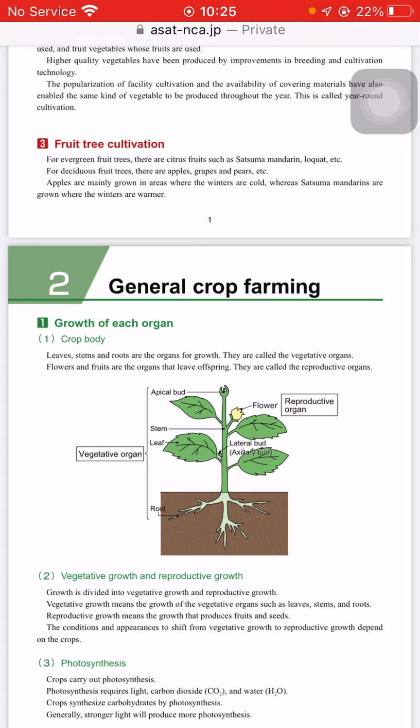Okay, this is important. You have to read. The crop body, so it's the body of the crop. The leaf, stem and root are the organs for growth. They are called vegetative organs. Flower and fruit are organs that leave offspring. They are called reproductive organs.